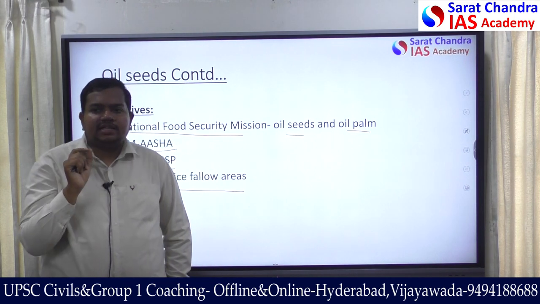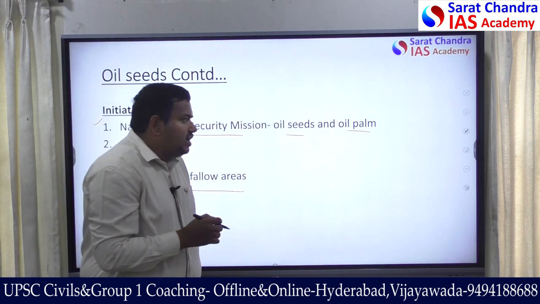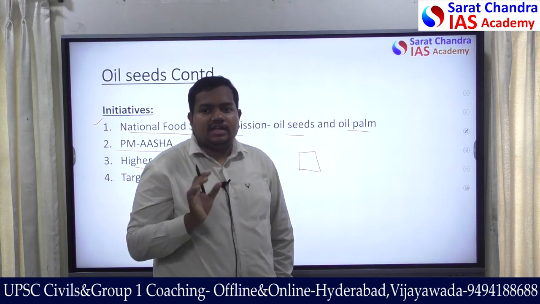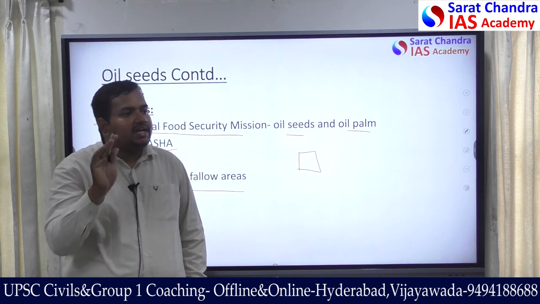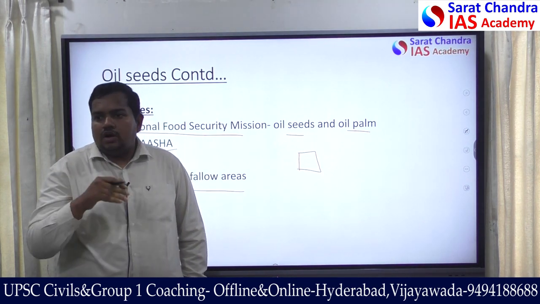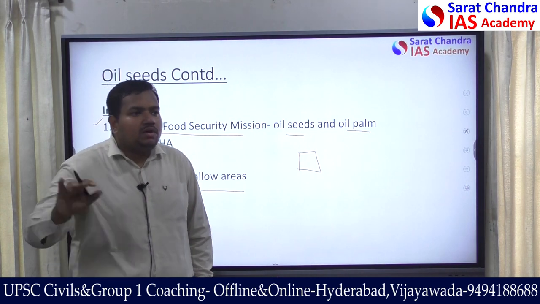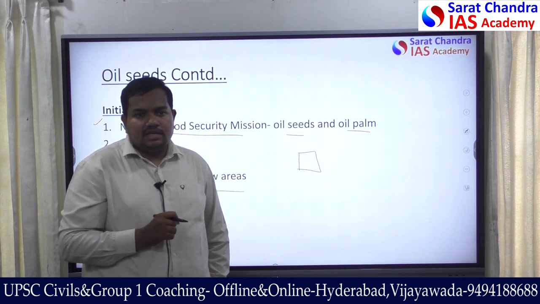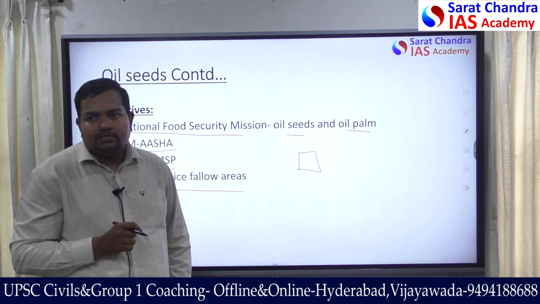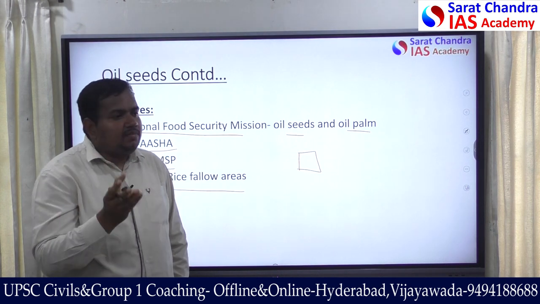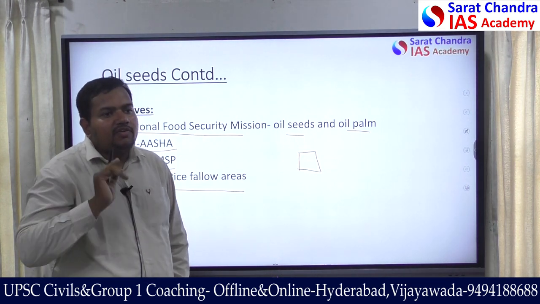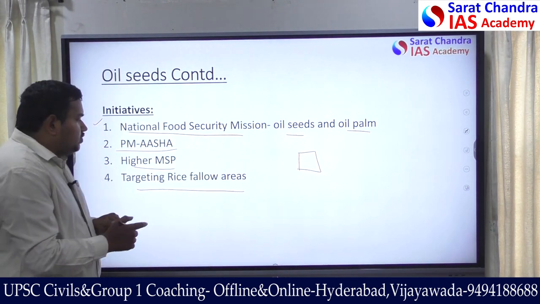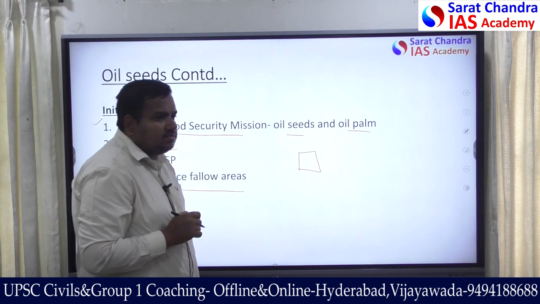Next, targeting rice fallow areas. Now we need to understand what is a rice fallow area. In some areas there can be monocropping of rice. That means they only produce rice, nothing else. In one season they produce rice, in the second season they leave the land fallow. So we are going to target those areas for increasing the production of oil seeds. Understood? One crop season there will be rice. Second crop season they will leave the land fallow. Instead of leaving it fallow, we can actually produce oil seeds. So we are going to target rice fallow areas.